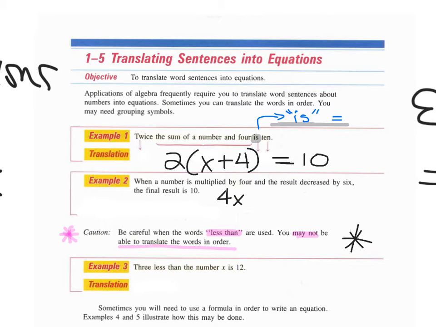Okay, so I'm going to write it as 4x. So x times 4 is 4x. And then we're going to subtract 6. And then the final result is 10. So this time we could have translated it right in order. Okay, the only difference is we see when a number multiplied by 4, again, remember I'm going to put it as 4x, not x4.